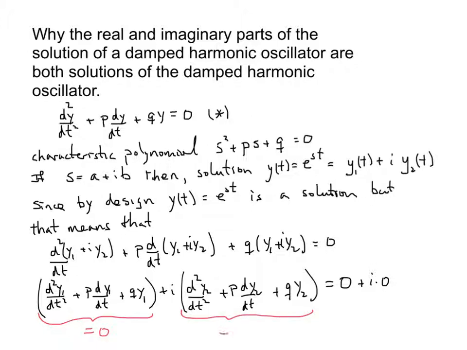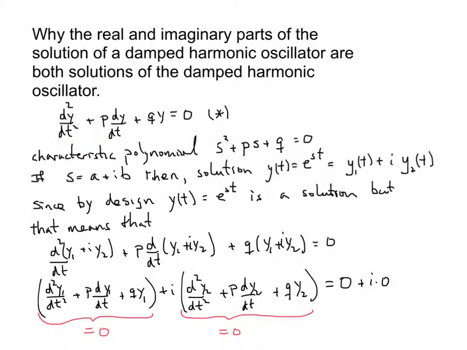Saying that this statement equals 0 and that this sum of terms must also equal 0 indicates that the function y1 must be a solution of the damped harmonic oscillator, because its second derivative plus p times its first derivative plus q times y1 equals 0. Similarly, the second derivative of y2 plus p times the derivative of y2 plus q times y2 must be 0, because on the right-hand side there's a 0 imaginary part, and this is the imaginary part. That means that y2 is also a solution of the damped harmonic oscillator.